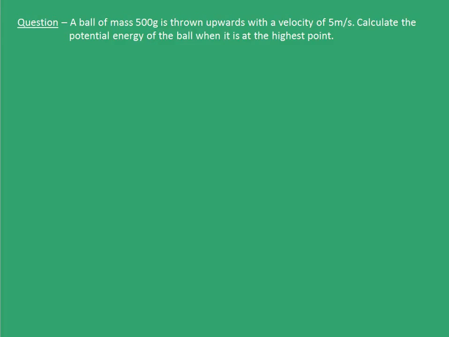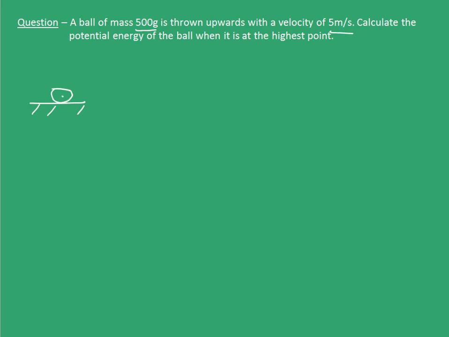Hello guys, before moving forward, let's take up a question related to potential energy. In this question we have been given a ball of mass 500 grams that is thrown upwards with a velocity of 5 meters per second. We have been asked to calculate the potential energy of the ball when it is at the highest point. So we will see what happens in this question.